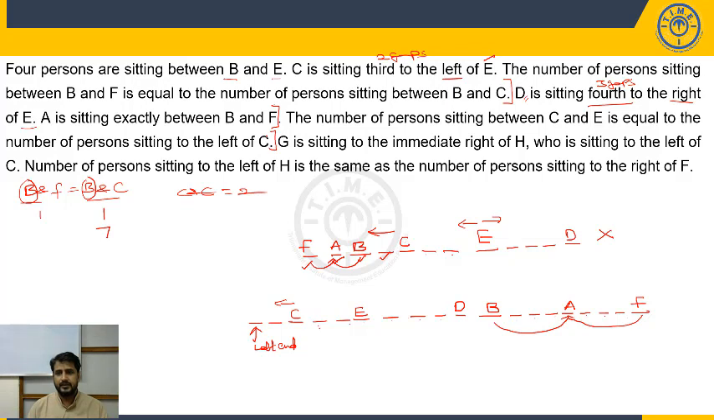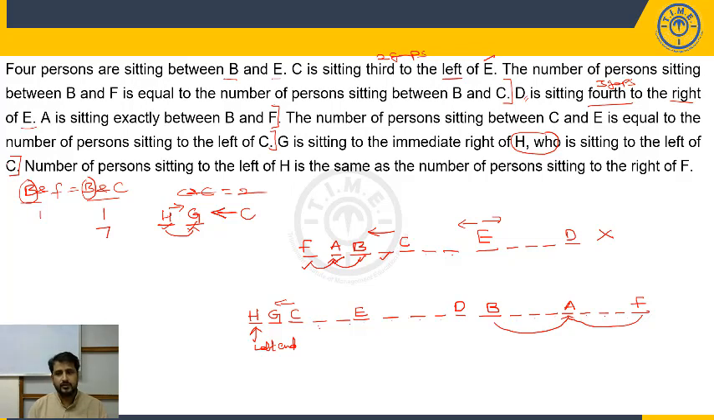G is sitting to the immediate right of H. Somewhere in the arrangement, G will be immediate right of H. H is sitting to the left of C. This H has to be left of C. As G is immediate right of H, I can say that both H and G have to be left of C. Now C is here and on the left side of C we have only 2 places. So in these 2 places whom should we take? H and G. We have completed up to here.